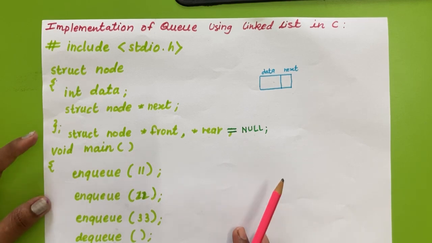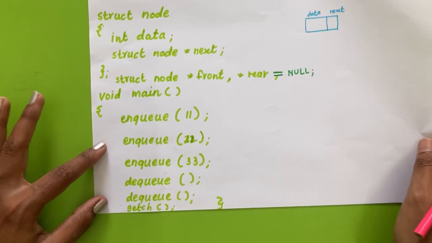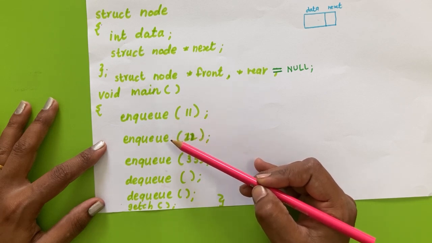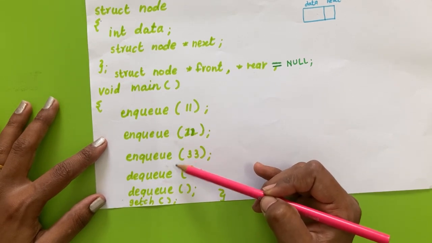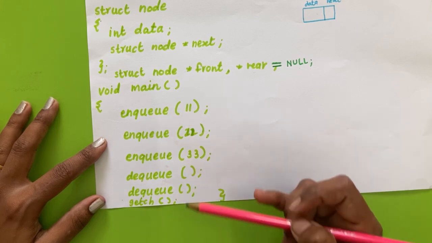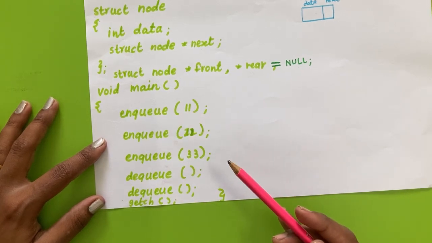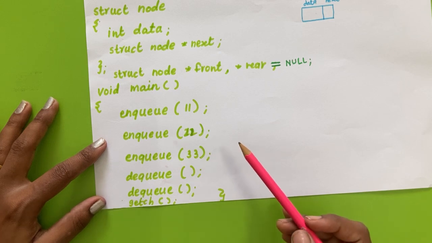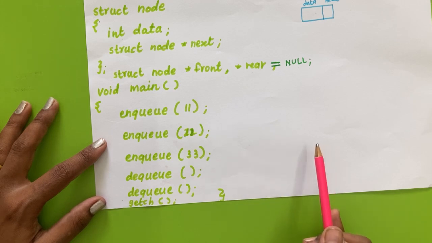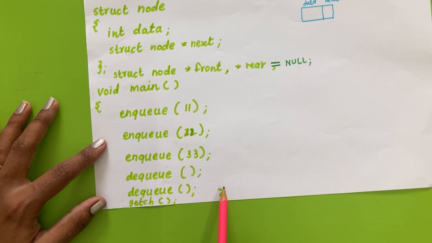Now we will see what will be the main function. Here I have taken enqueue function for inserting element in the queue and dequeue function for removal of an element from the queue. Also, I'm going to explain you the display function for the display of queue using linked list, but here I haven't called the display function. If you want, then you can call it here.